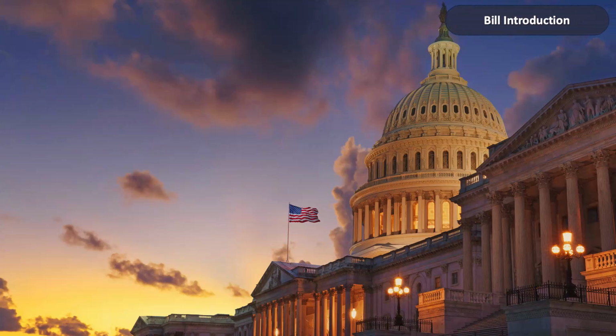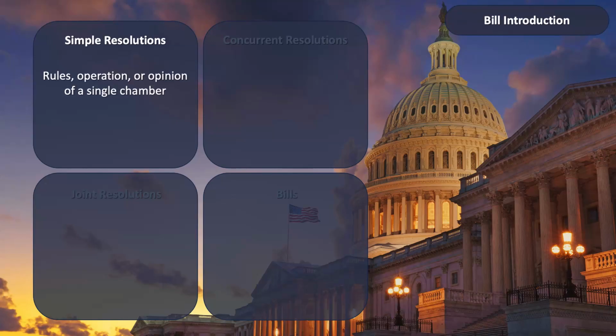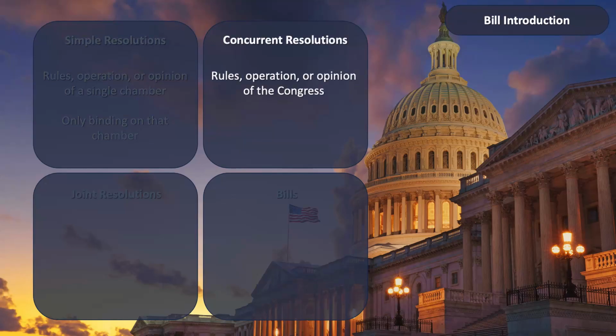to the Congress. Congressional action generally takes one of four forms: simple resolutions, concurrent resolutions, joint resolutions, or bills. Simple resolutions deal with the rules, operation, or opinion of the House or the Senate. They are adopted by a single chamber of Congress and are considered binding only on the body that adopts it. Concurrent resolutions are similar to simple resolutions, except that they apply to both the chambers of Congress. Neither simple nor concurrent resolutions are considered legislation, since neither is presented to the president for approval. Rather, they're used merely to express facts, principles, opinions, or purposes of the Congress as a whole.